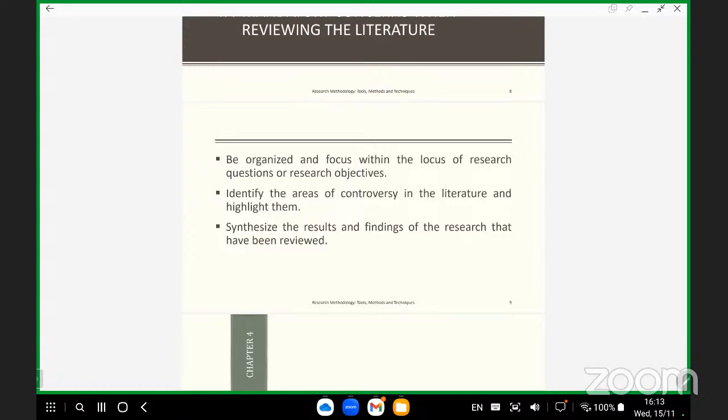Okay, then please identify if there are any areas of controversy and try to highlight them if possible. Like I said tadi, synthesize the result, summarize the findings, and state something that shows that you read and you also have some sense. You have also gathered a body of knowledge that is critical, that is credible, for the readers to read your research paper.